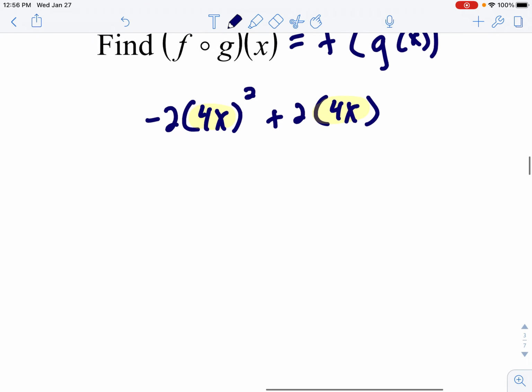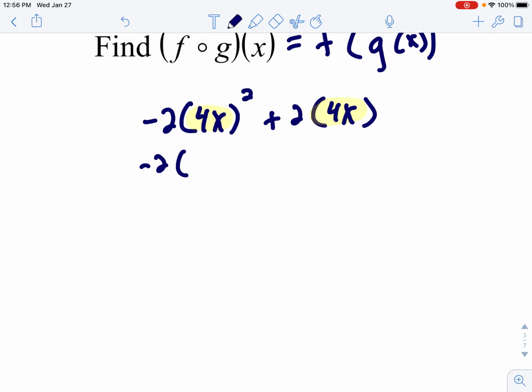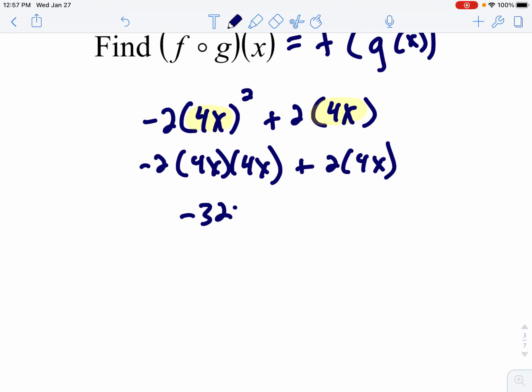And then we need to simplify this. So this is negative 2, 4x times 4x plus 2 times 4x. Okay, maybe I'm showing work in a weird way here. Negative 2 times 4 times 4. That's negative 32. X times x is x squared. Plus 2 times 4x. 2 times 4 is 8x.